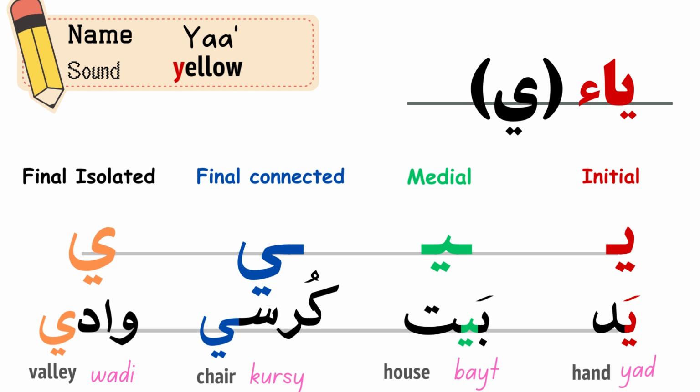The letter ya. Word يد. يد shows the initial form of the ya. Word بيت. بيت shows the medial form of the ya. Word كرسي. كرسي shows the final form connected of the ya. Word وادي. وادي shows the final form isolated of the letter ya.